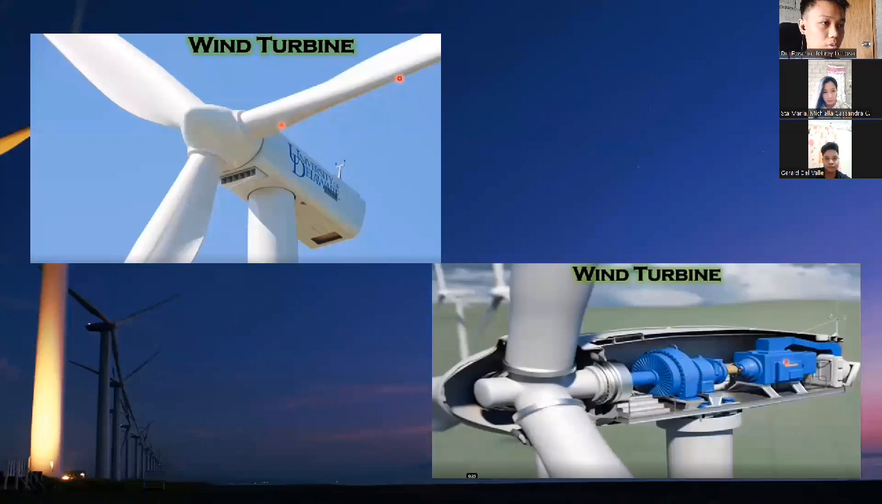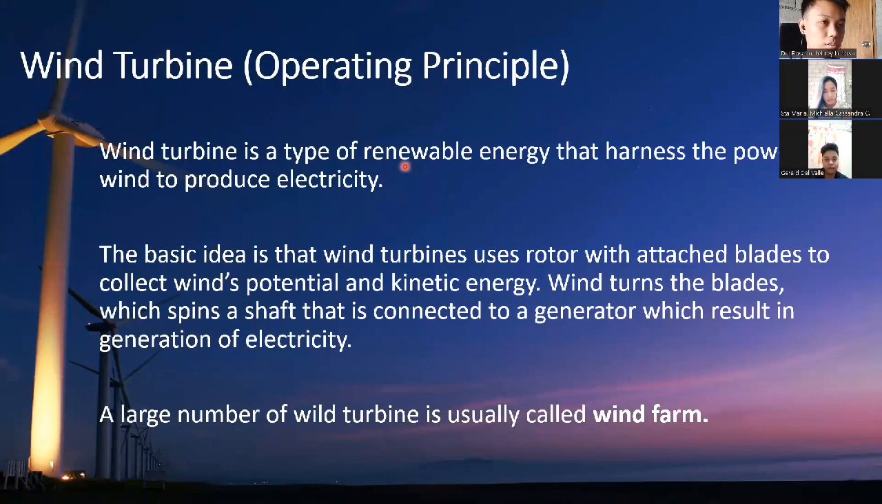So this is an example of a wind turbine. What is a wind turbine? A wind turbine is a type of renewable energy that harnesses the power of wind to produce electricity. The basic idea is that wind turbines use a rotor with attached blades to collect the wind's potential and kinetic energy. Wind turns the blades, which spins a shaft that is connected to a generator, which results in the generation of electricity.